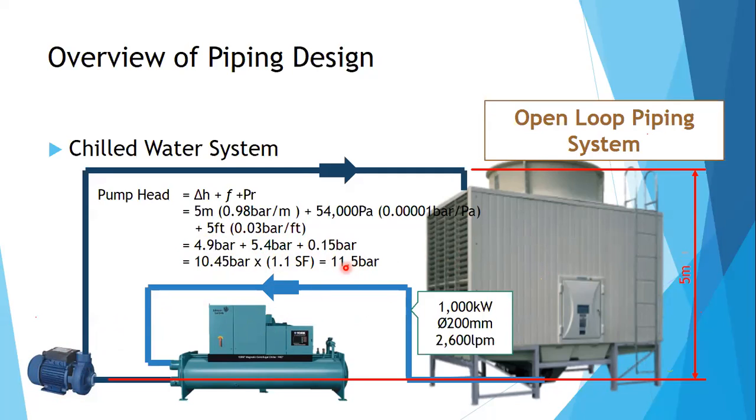So 11.5 bar is the pipe pressure loss from your cooling tower going to your chiller, going to your pump, back to your cooling tower. So this is the open loop piping system.